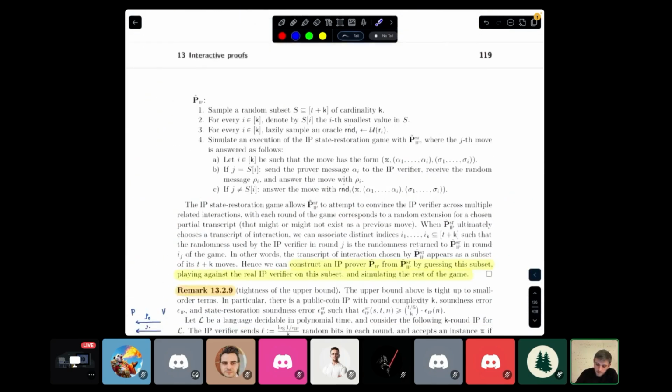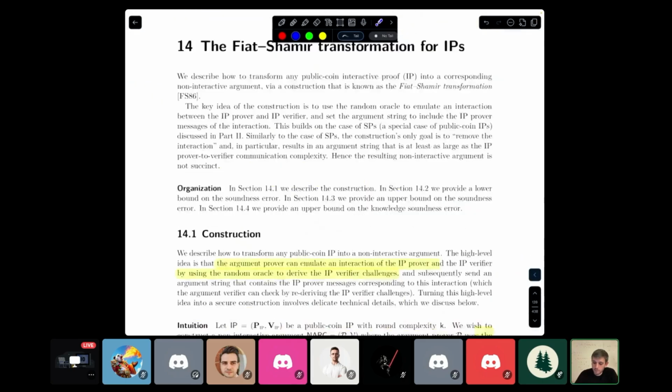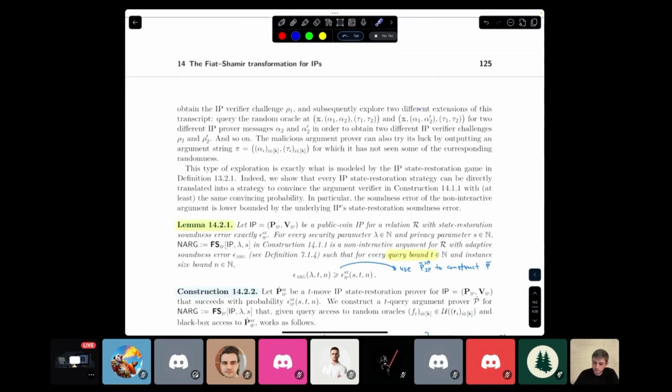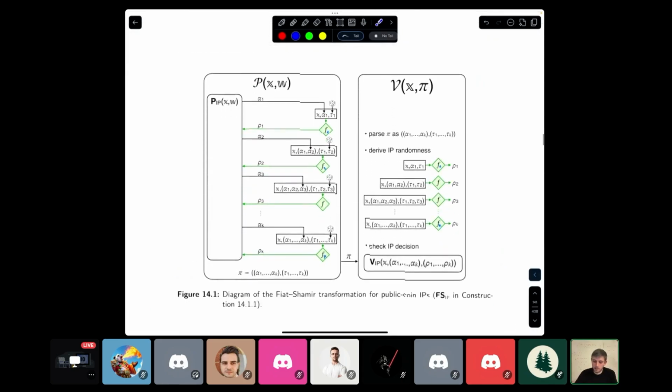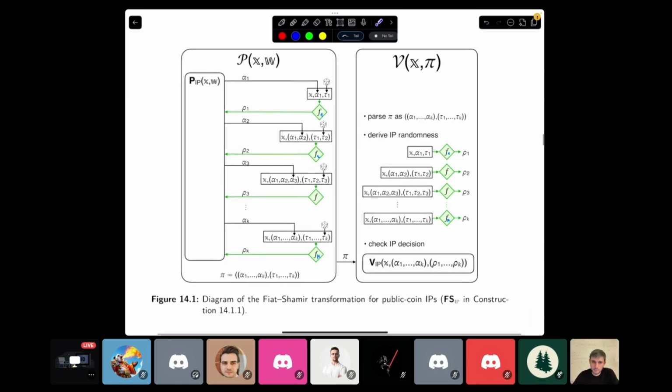If we go back to the definition of state restoration soundness, we can actually see that this is perfectly modeled by this game. So this game captures exactly what it means for a prover to cheat in the Fiat-Shamir transformed IP, so in the non-interactive argument that is generated by this IP. Any questions about that?